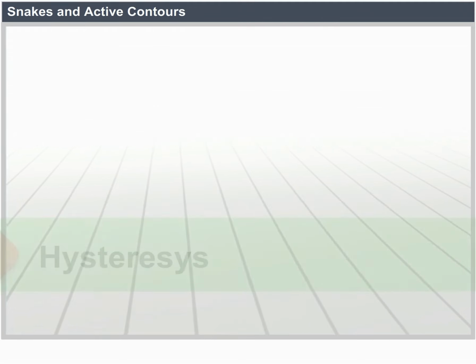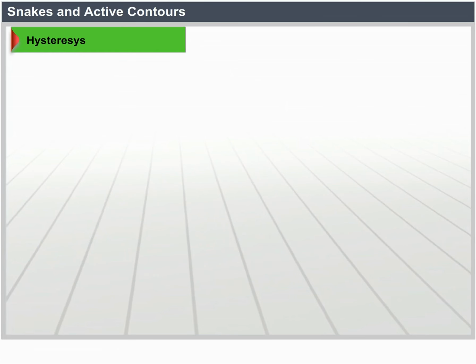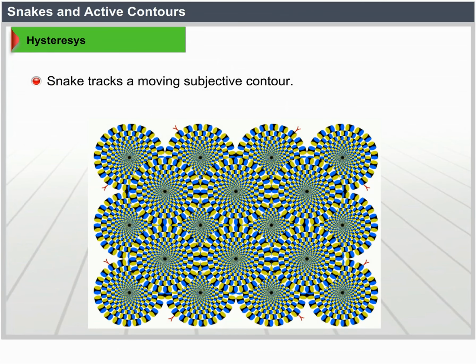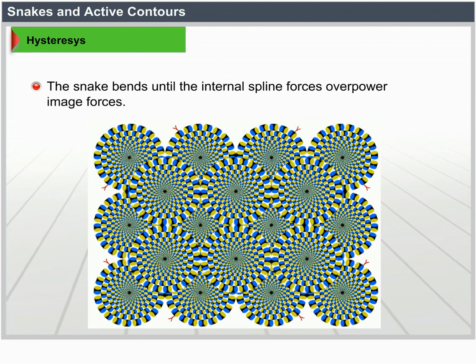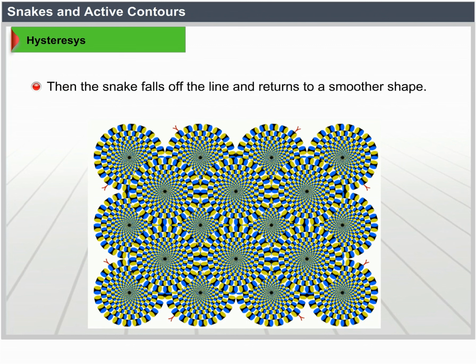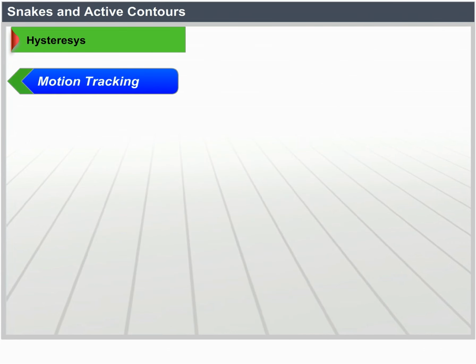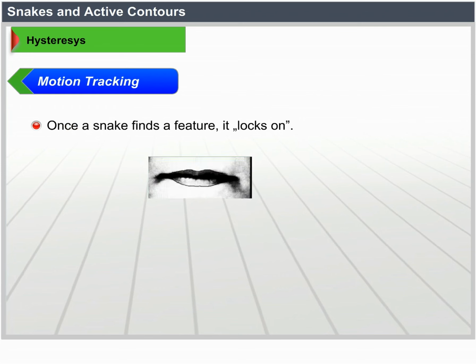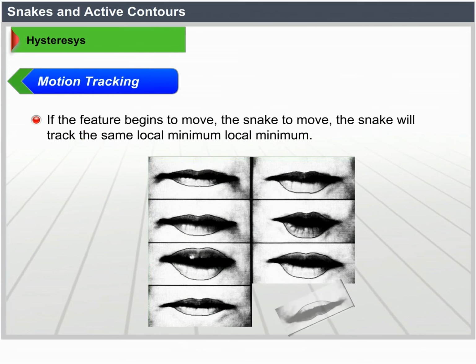Snake tracking a moving subjective contour. The snake bends until the internal spline forces overpower image forces. Then the snake falls off the line and returns to a smoother shape. This figure shows the snake and active contour models. Motion tracking: once a snake finds a feature, it locks on. If the feature begins to move, the snake will track the same local minimum. Fast motion could cause a snake to flip into a different minimum.